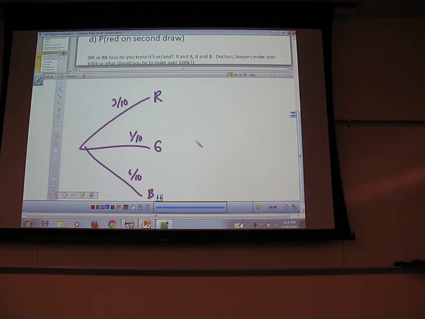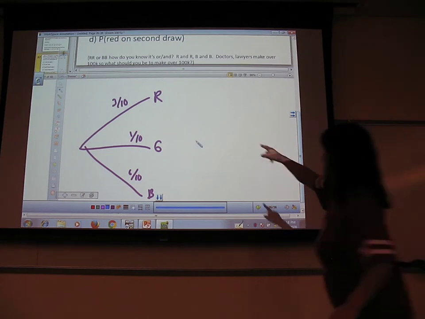What's the probability? How many are red? 2. Out of how many? 9. So the probability of drawing a red one is 2 out of 9. How many are green? 1. Out of 9. So the probability of drawing green is 1 out of 9. How many are white? 6 out of 9. So that's for the first one, that's for this branch.